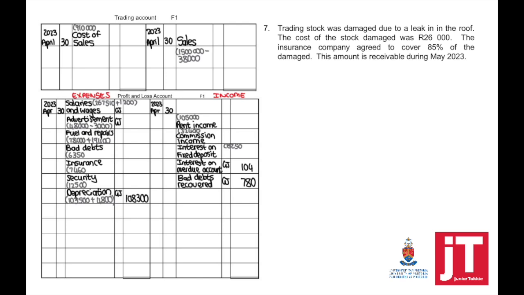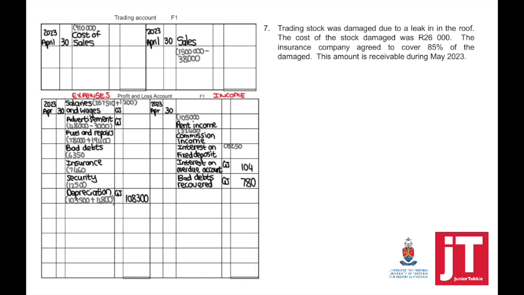Adjustment number 7. Trading stock was damaged due to a leak in the roof. The cost of the stock damage was $26,000. The insurance company agreed to cover 85% of the damage. This amount is receivable during May. Again, May 2023 is outside of our accounting period.